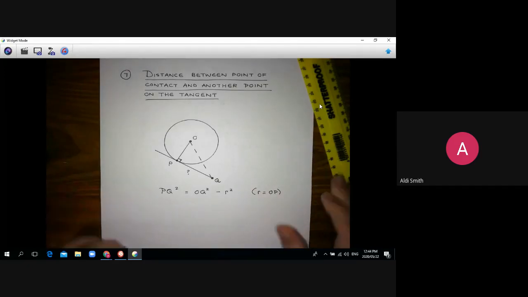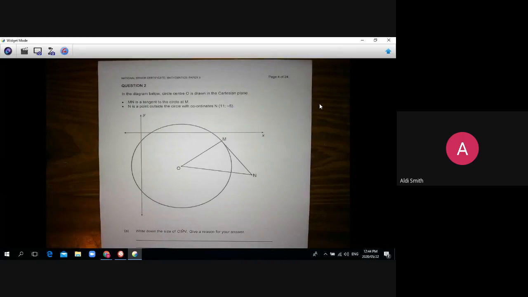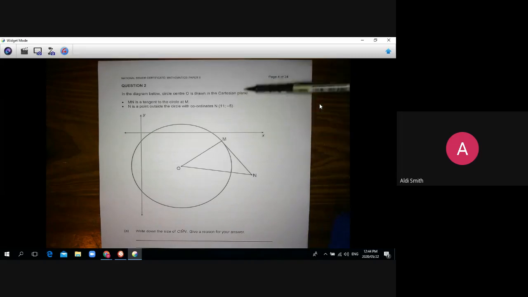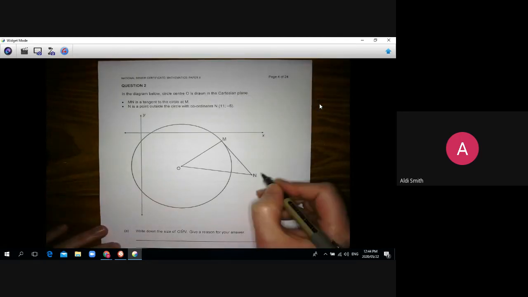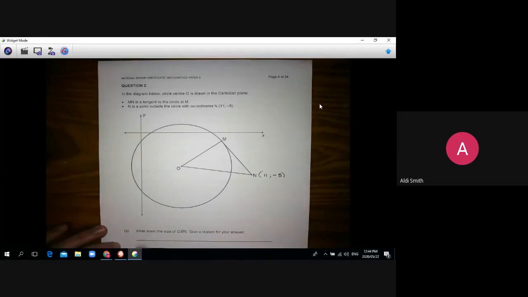So let's look at an example of how they also sneak these questions into final exams. This one was in the 2018 final exam, question 2, and they said, in the diagram below, center circle O is drawn in the Cartesian plane. MN is a tangent to the circle at M. N is a point outside the circle with coordinates N being (11, -5). So I'm going to put that (11, -5) in there. Then they say, write down the size of angle OMN.